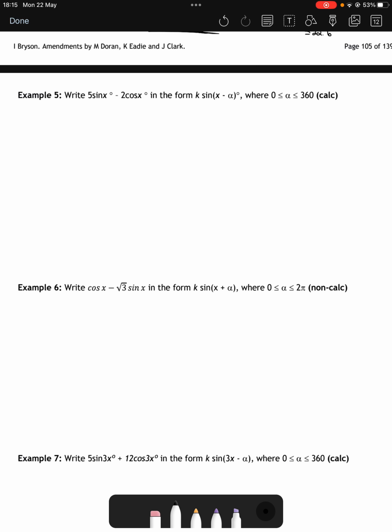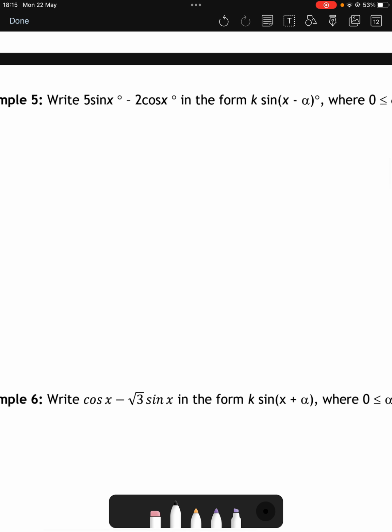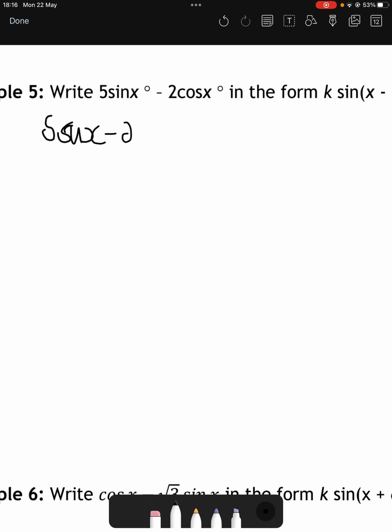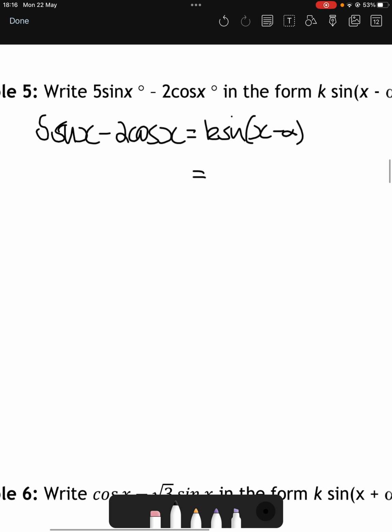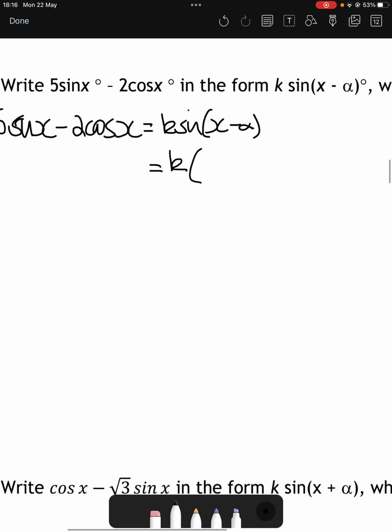Okay, next up we have much of the same, but you can see the difference this time is we have the expansion of k sine x minus alpha. Now it really doesn't change much, to be honest with you. So really we just want to work our way through it. Okay, so the only difference this time is our expansion for sine is obviously different.